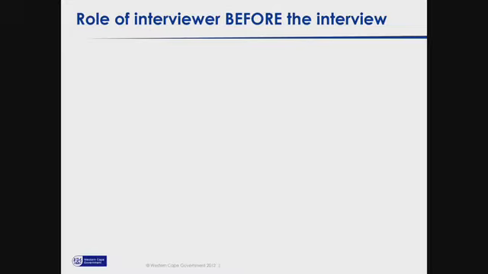Okay. So we're now going to look at the role of the interviewer and interviewees. Now it's important here to know the difference between the interviewer and the interviewee and what their roles are, because both the interviewer and the interviewees have responsibilities and duties that they have to do before the interview, and they have responsibilities during the interview.